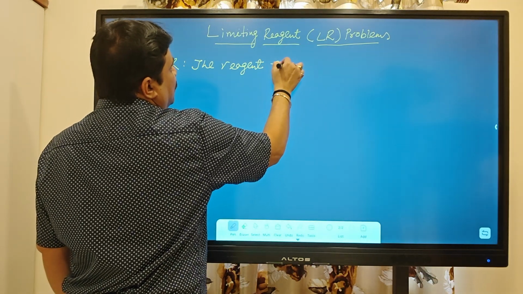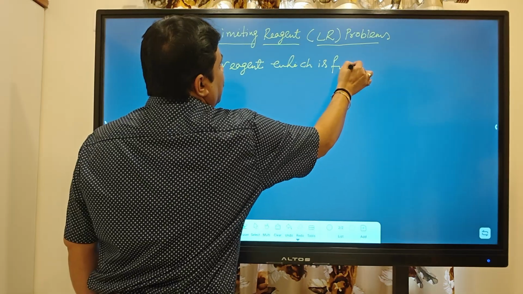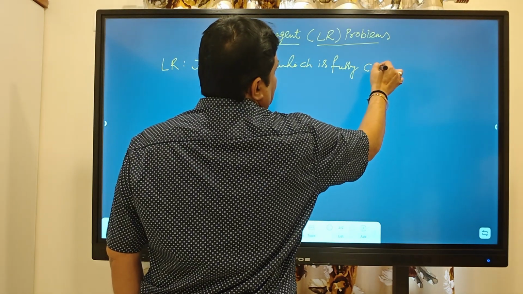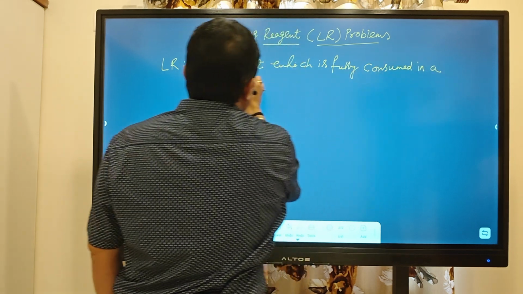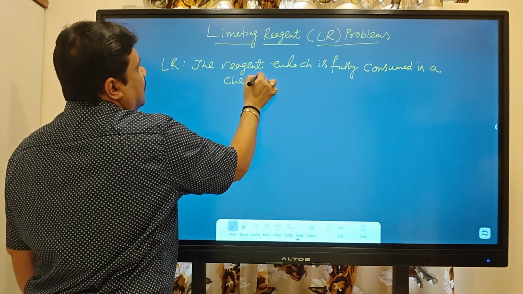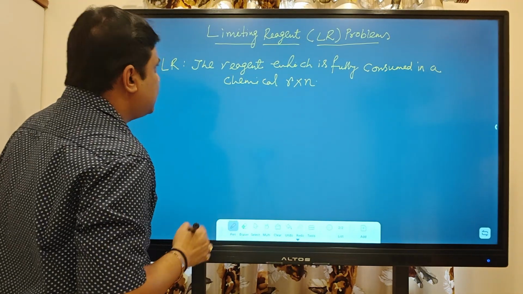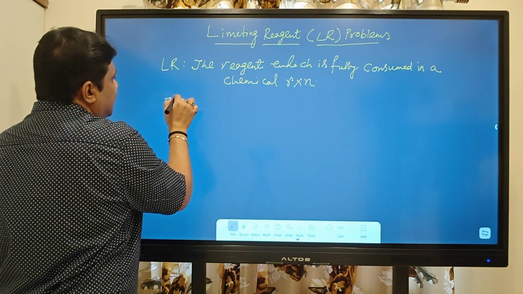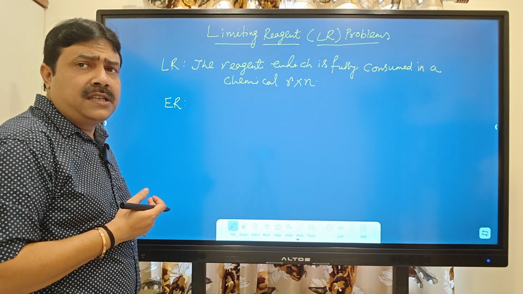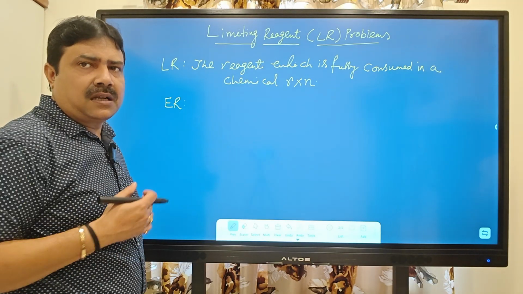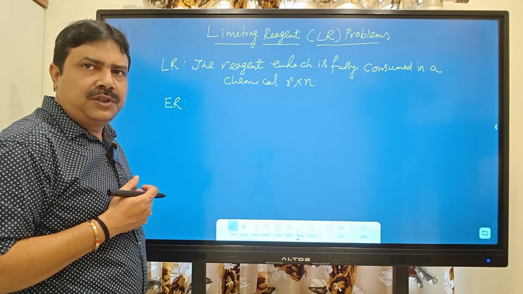The reagent which is fully consumed in a chemical reaction. RXN means reaction; we write reaction like RXN. What is the excess reagent? This limiting reagent concept needs to be applied whenever at least more than one reagent is present and bringing the product. Then only, in that case only, can we apply the limiting reagent concept. That you need to remember.